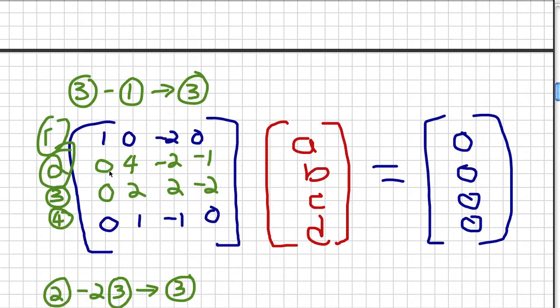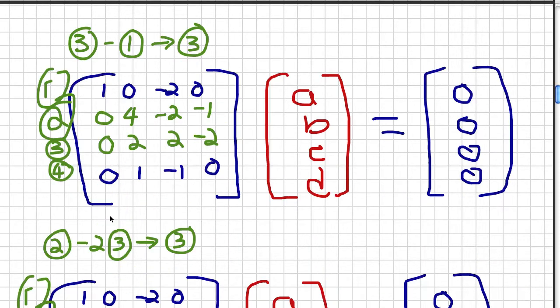So I already have zeros down here. Okay, so now I say, I'm going to take row 2 here, subtract 2 times row 3. Here's row 3. Now notice that 2 times 2 is 4. So then I'm subtracting 4 from 4, and that puts a 0 into my new row 3.